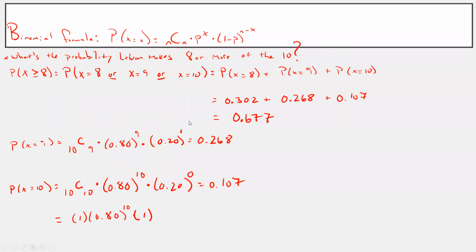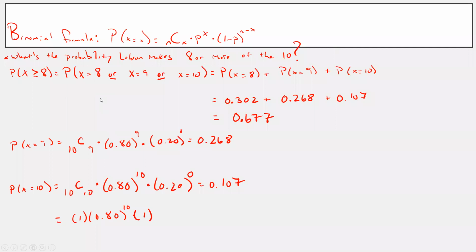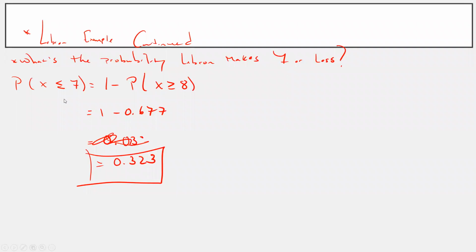What was the last question we did? Do you guys remember? What's the probability LeBron makes 7 or less? So it was the probability X is less than or equal to 7, and we got 0.323. We did it by hand, right? We found X is greater than or equal to 8 and then did 1 minus it. And it was really hard. So watch. This is the probability that X is less than or equal to 7 for the LeBron James example.